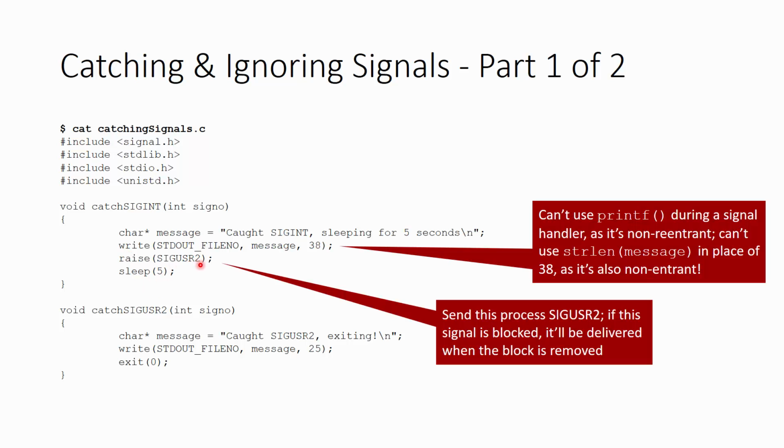This is going to send SIGUser2, and if it happens to be blocked for some reason, then the signal will only arrive after that block is completed. Okay, so now let's look at SIGUser2 as our other function. This one simply outputs to the user that SIGUser2 was caught, and then it exits. That's all it does. This one just kills things off. User2 kills it. SIGINT is going to raise a SIGUser2 and sleep for 5 seconds.